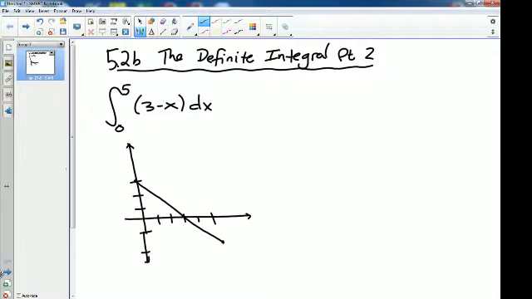Ready, set, go. Right, 1/2 base times height. So this would be 9/2. Fractions are friends. And what about this triangle? 2 times 2 is 4, over 2.